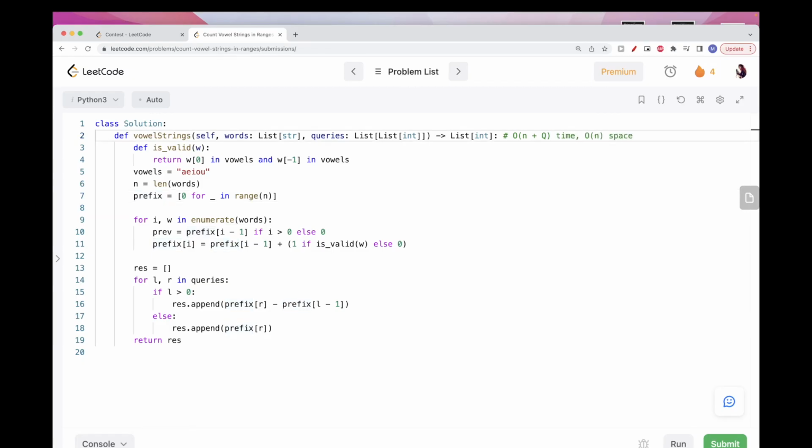Okay. Yeah, so that's pretty much it, I think, for this problem.